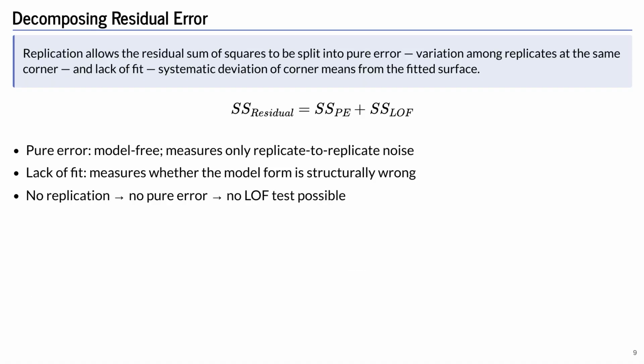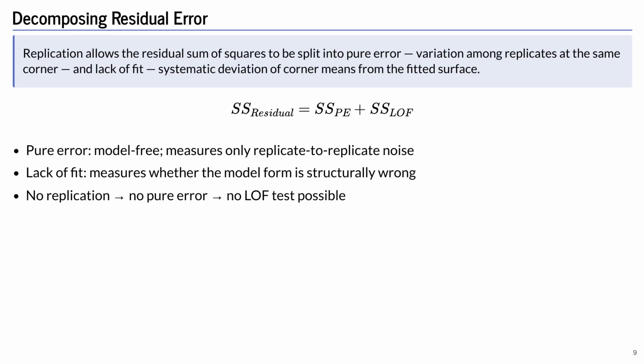Now we move to the formal test of model adequacy, the lack of fit test. This test is only possible because we have replication. Here is the key idea. The total residual sum of squares from the fitted model can be split into 2 pieces. The first piece is pure error. This is the variation among replicates at the same corner of the design. Because those replicates share identical factor settings, any difference between them must be random noise.